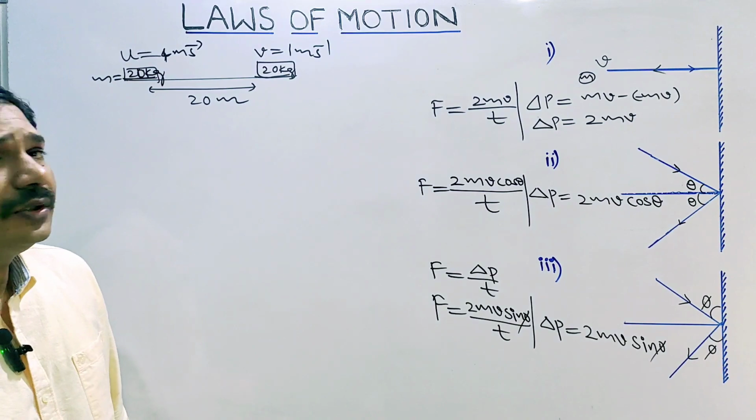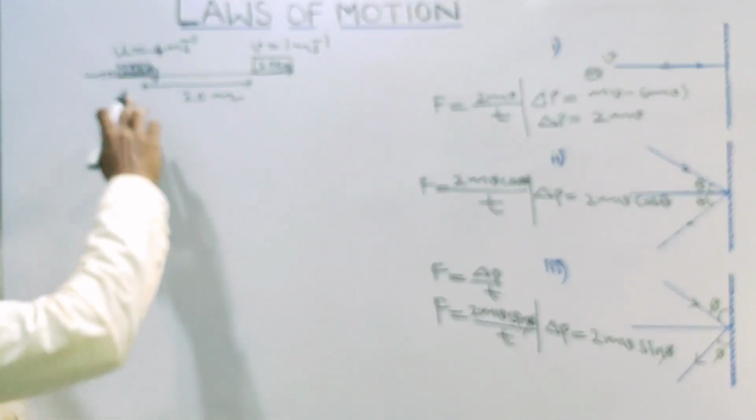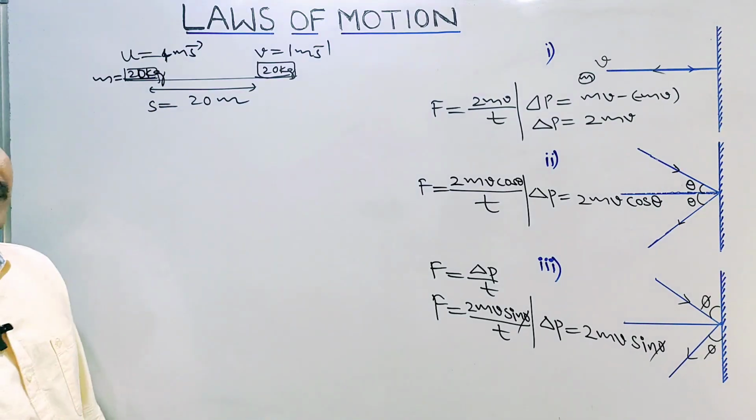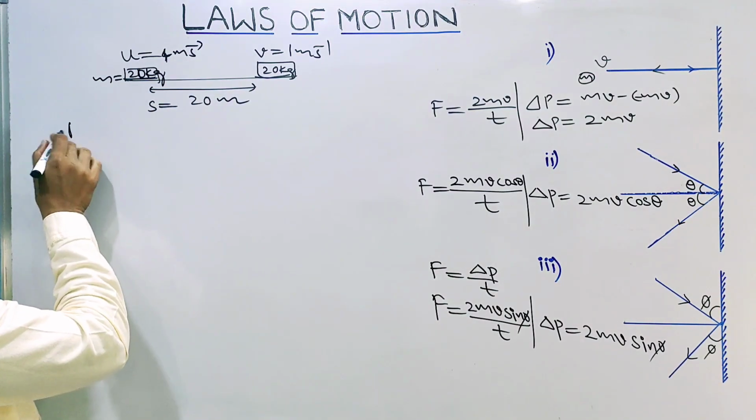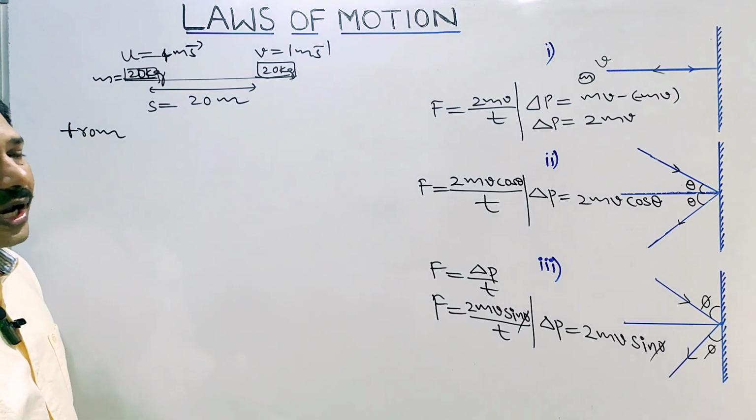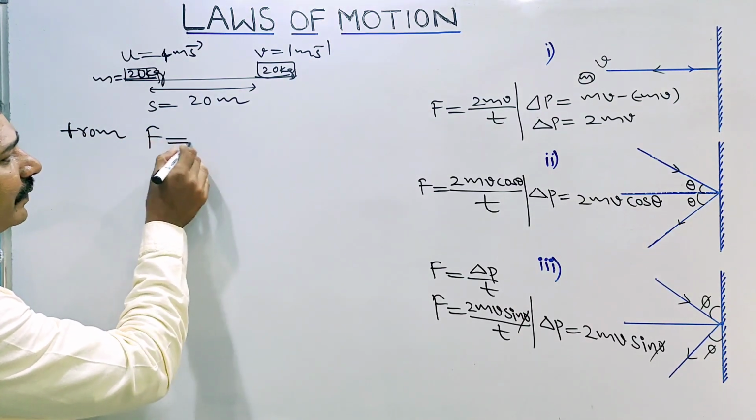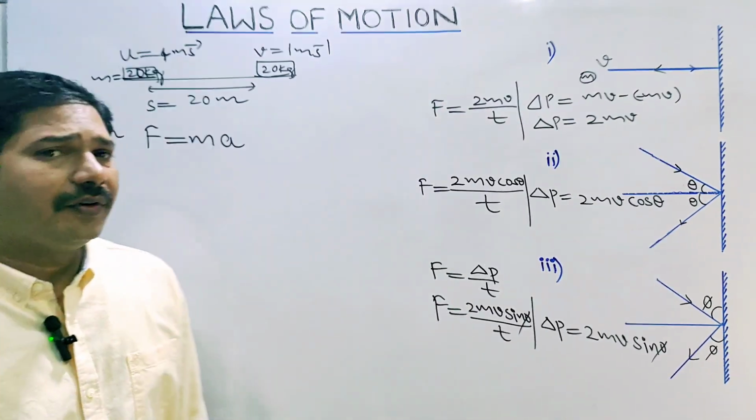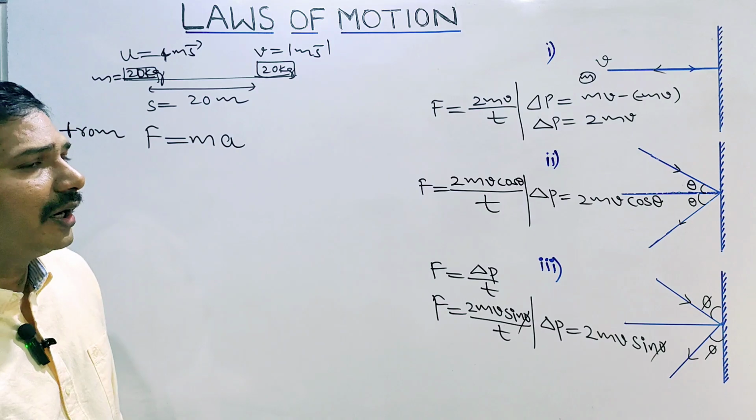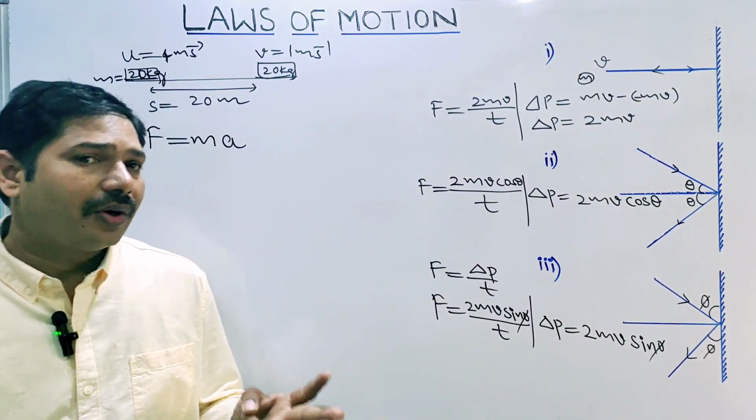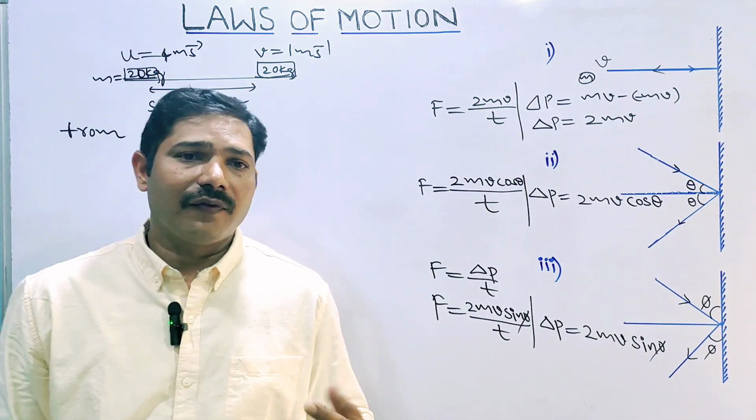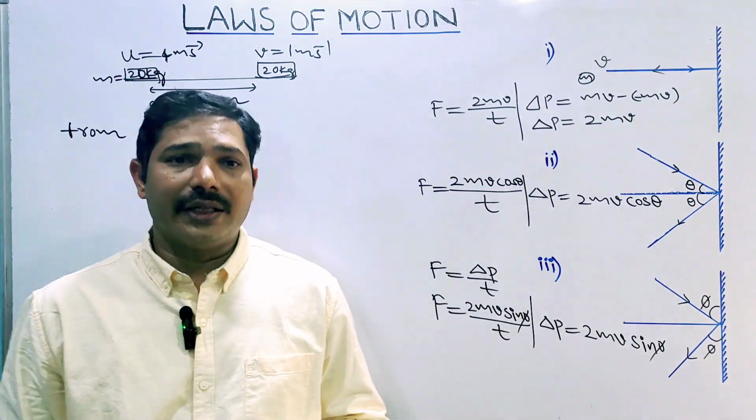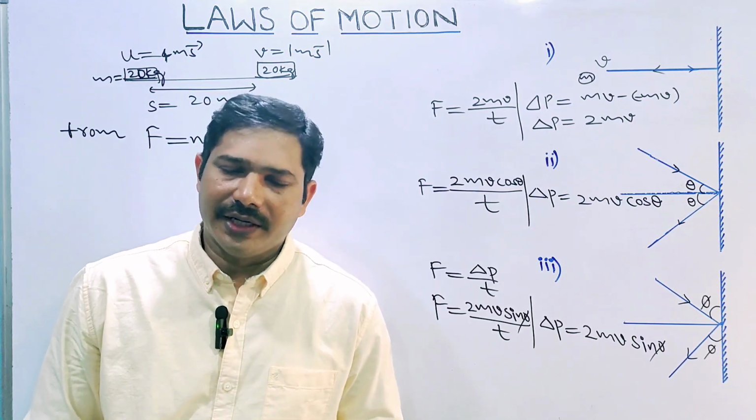How to find how much force is acting here? Initial velocity, final velocity, and displacement are given. From Newton's second law, we will take the formula F equal to ma. Here acceleration is not given. So from another formula, the equations of motion, there are 4 formulas. If you want, you can check the description, where we discussed equations of motion in detail.